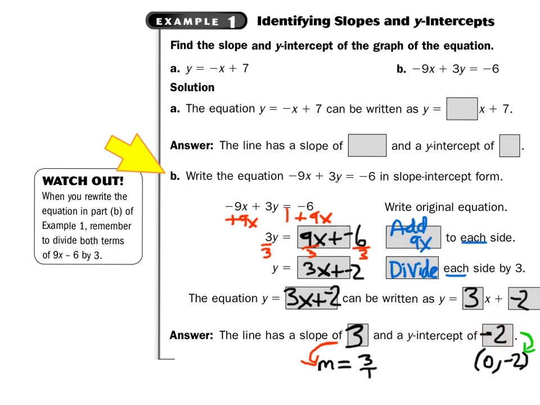Now I took this one step further. Remember, you can write the slope as rise over run. So if they give me 3, I would write the slope as 3 over 1. And I can write the y-intercept as a point. It would be 0, comma, negative 2.